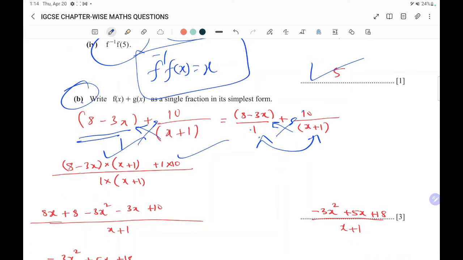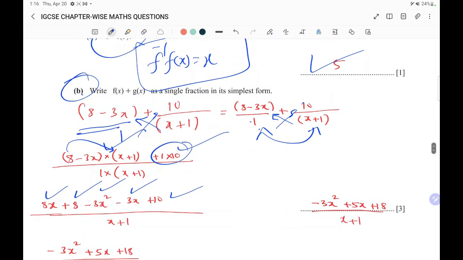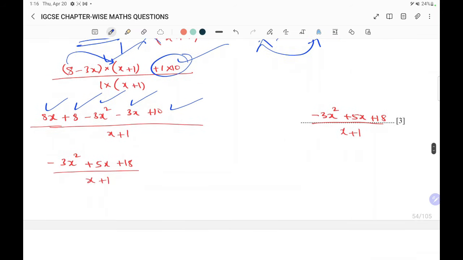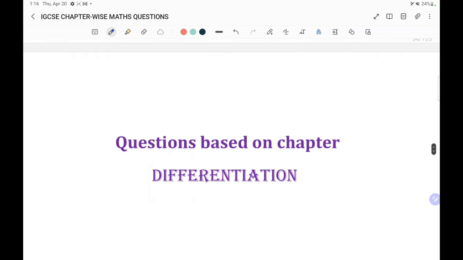So 8 times x, which is 8x, 8 times 1, which is 8, minus 3x times x, minus 3x square, minus 3x times 1, minus 3x, and plus 10 is here, and then x plus 1 in the denominator. So what we are observing, this minus 3x square, which is here, 8x minus 3x, 5x, 8 plus 10, 18, and x plus 1 in the denominator. So we got this result.